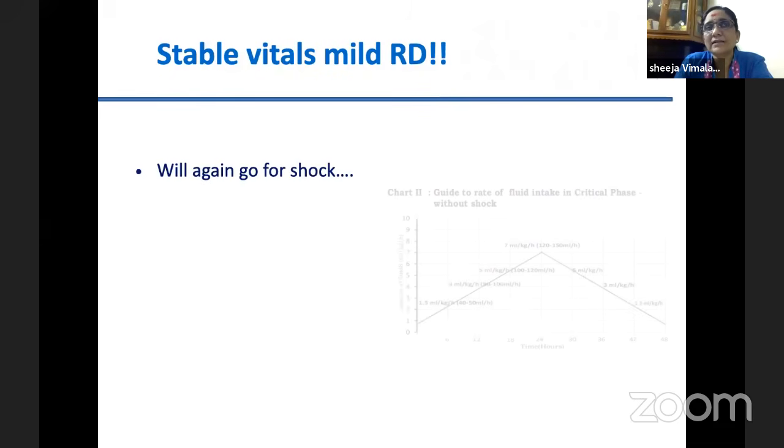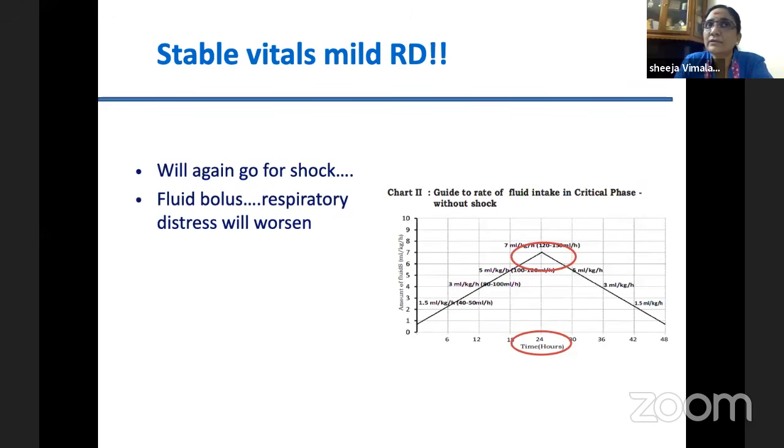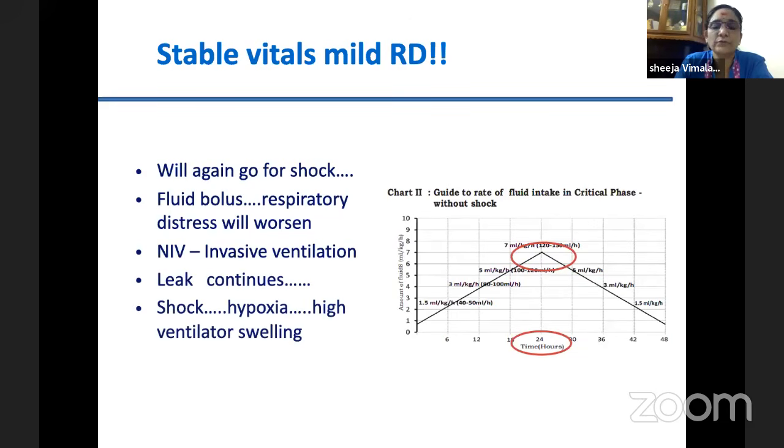We need to know that his leaky phase has just started. He is going to go for shock again and again. And the capillary endotheliopathy and the leak slowly progresses. And usually, when the child is manifesting to you in a hypotensive shock, he's almost reached the peak of the leak, and he is going to leak for the next 24 to 48 hours. As he leaks and goes into shock, he will require further fluid boluses. When you're going to give the fluid boluses, the respiratory distress is going to worsen, and he will require invasive ventilation or may later go up to invasive ventilation.